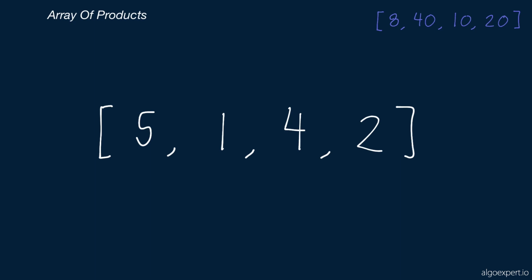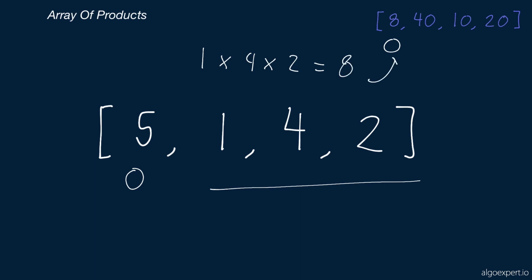where every element in the output array contains the product of all other elements in the input array. What I mean by this is if we're looking at position 0 here, and we can reference position 0 in the output array as well, the output array should contain the product of all elements except for the element at position 0. So the product of 1, 4, and 2. So 1 times 4 times 2 is equal to 8, and that is why 8 is sitting at position 0 in our output array.